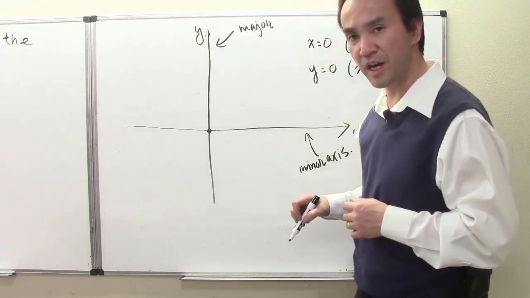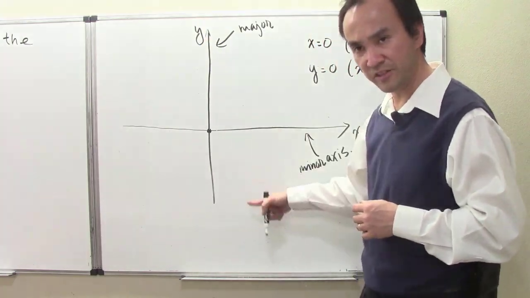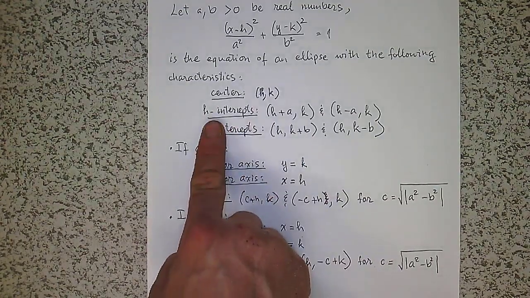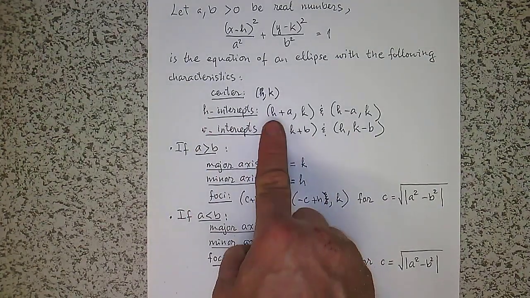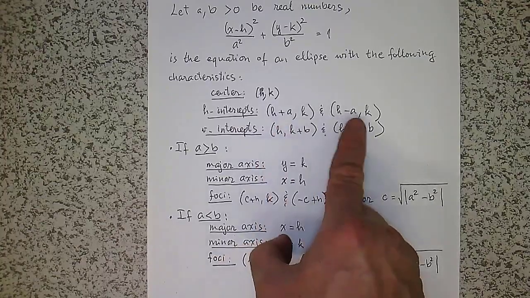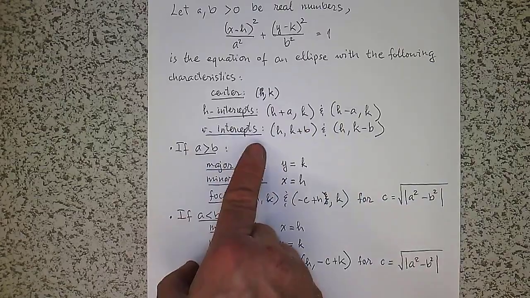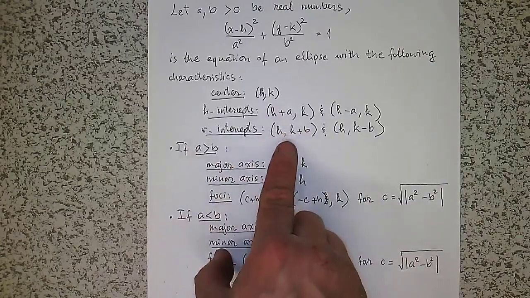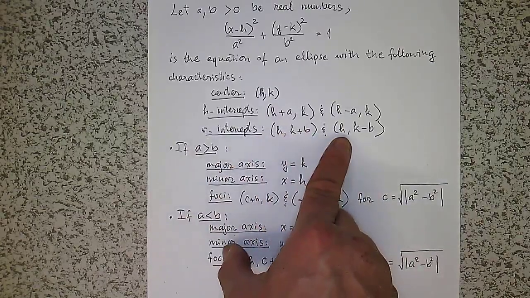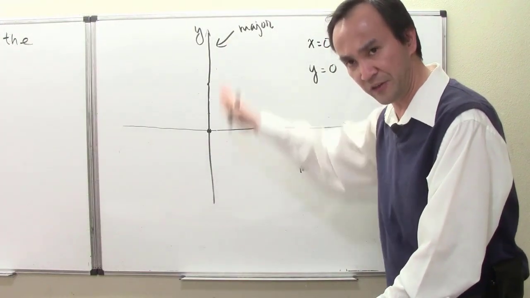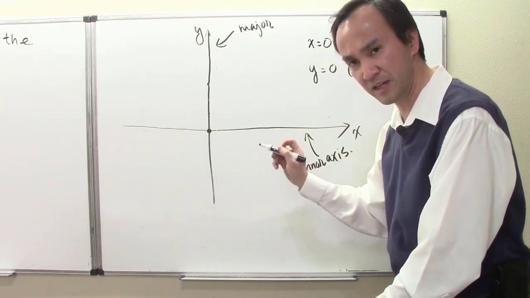And so in this way, now I'm going to start putting in the intercepts according to this general guideline. So now the horizontal intercepts are going to be h plus a comma k and h minus a comma k. Similarly, the values for the v-intercepts, the vertical intercepts, are h comma k plus b, and the other point h comma k minus b. So on the major axis, which is now the vertical axis, we're going to have the following intercepts right here.